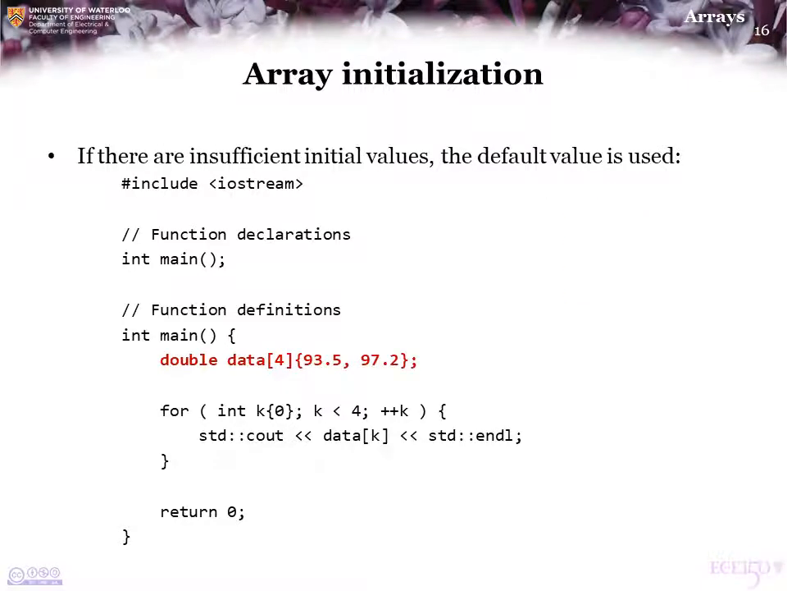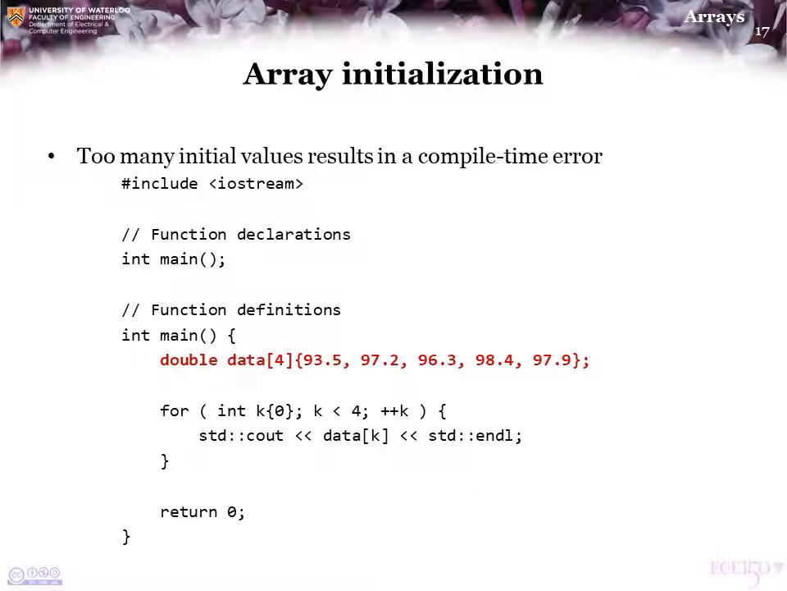What's interesting is that if you do not provide a sufficient number of initial values, here we only have 2 values for an array of 4, then this initializes the first and second entries of the array, that is data 0 and data 1, and all remaining entries are set to the default value. So if we compile and execute this program, we get those two values, and the remaining two values are guaranteed to be 0.